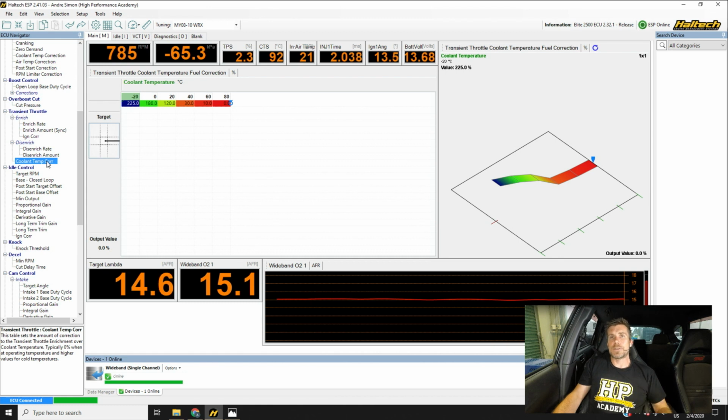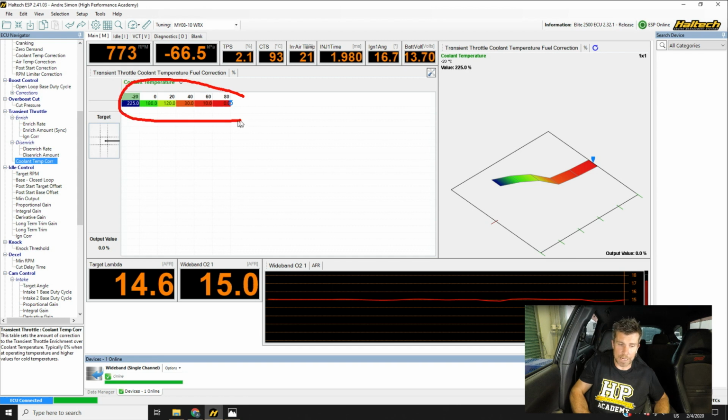So what we need to understand is that at cold startup, when the engine is warming up, we are going to require additional acceleration enrichment. So that's what this table is enabling us to do. We can see that this is a two-dimensional table versus our engine coolant temperature, and we are simply increasing the amount of fuel added through our transient enrichment as our engine cools down.